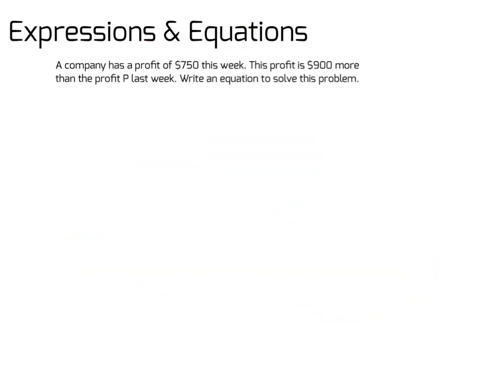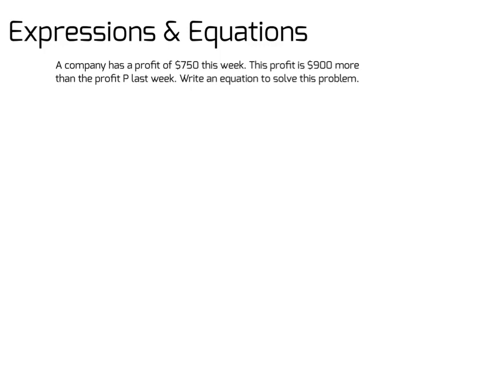The second part of 3.3 is actually writing equations from a statement or a word problem. So here's a word problem. A company has a profit of $750 this week. This profit is $900 more than the profit P last week. Write an equation to solve the problem. Let's identify the parts of this word problem. The company has a profit of $750 this week. This profit is $900 more than the profit P last week.